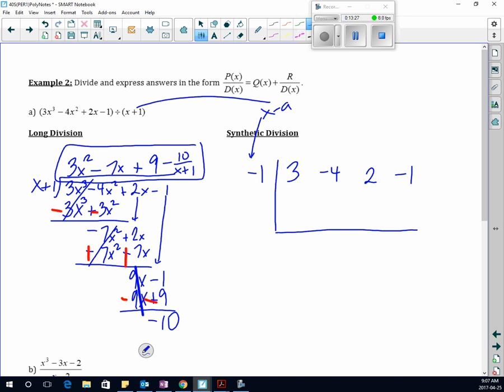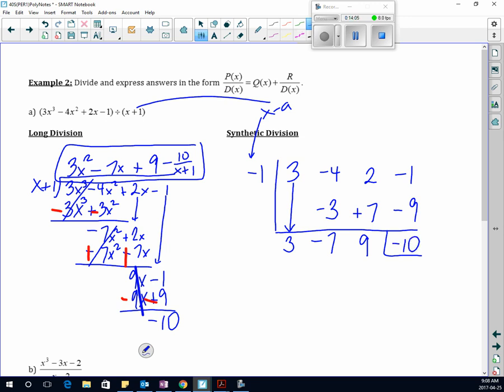So anyways, first step in synthetic, drop the first term down, right? Then what? Multiply, so then minus 3. Then what? Combine, not subtract, combine. So you get minus 7. Then you multiply, you get plus 7. Then you combine, you get 9. Then you multiply, and then you combine, and that last one is your remainder.